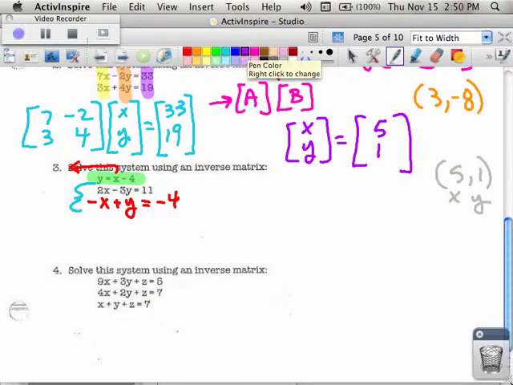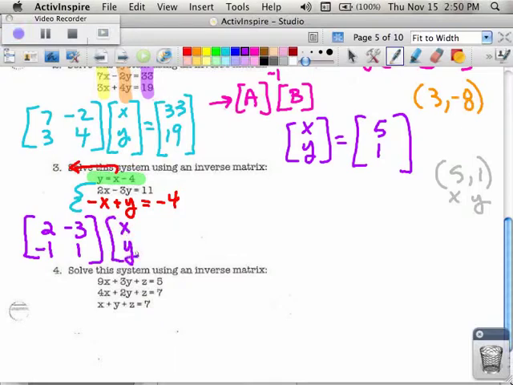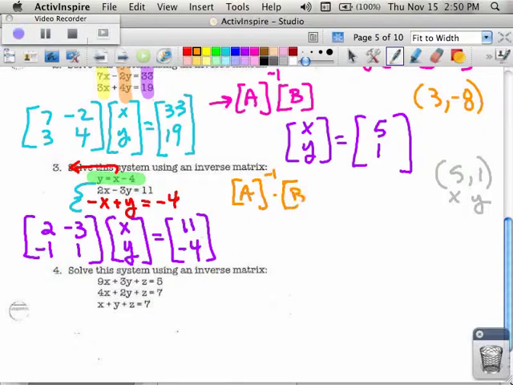If I write them and set them up, this is what it would look like. I would have the matrix 2, negative 3, and negative 1, and positive 1 that came from the left-hand side of the equation. I then write down my x and y matrix representing those two variables. And on the right-hand side, I write the numbers that are on the right-hand side of the equations, which are 11 and negative 4. So now what I do is I talk about solving this. Again, that's the A matrix inverse times the B matrix. And here was my A matrix, and here was my B matrix.